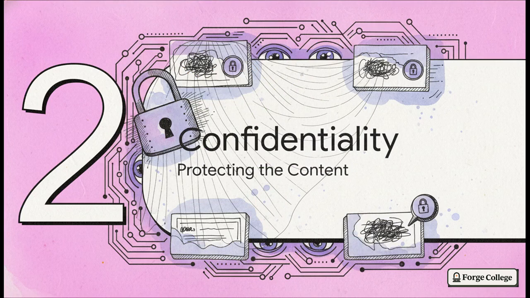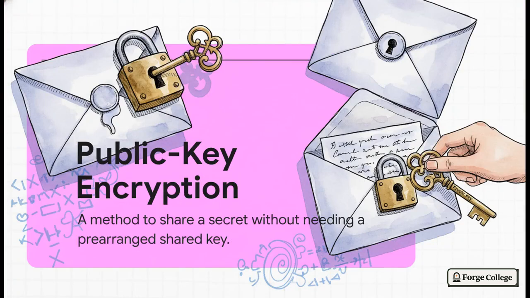Let's look closer at Layer 1, confidentiality. To tackle this absolute foundation, keeping the actual content of your message a secret on an entirely open network where literally anyone can snoop, the cypherpunks leaned heavily on a brilliant mathematical concept. It's called public key encryption.